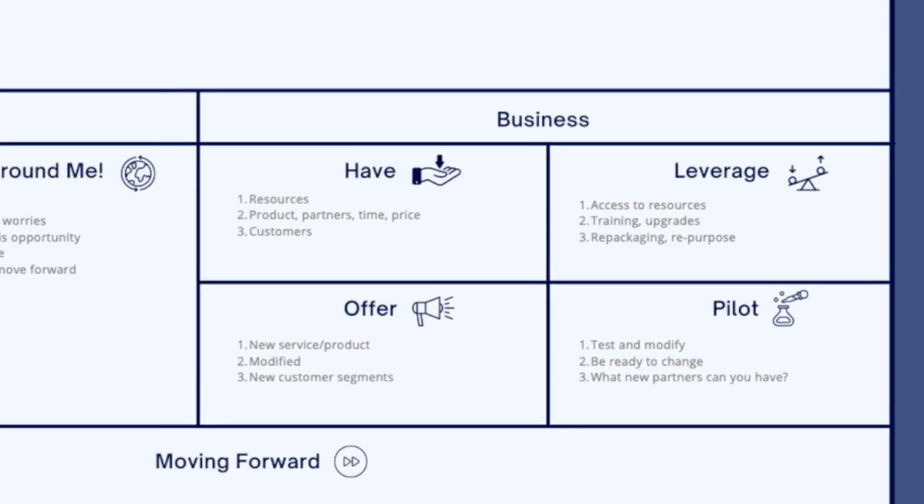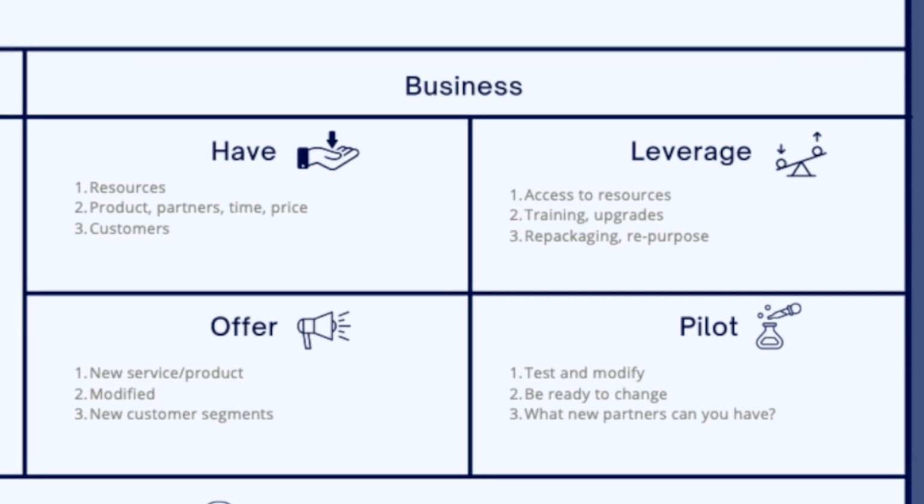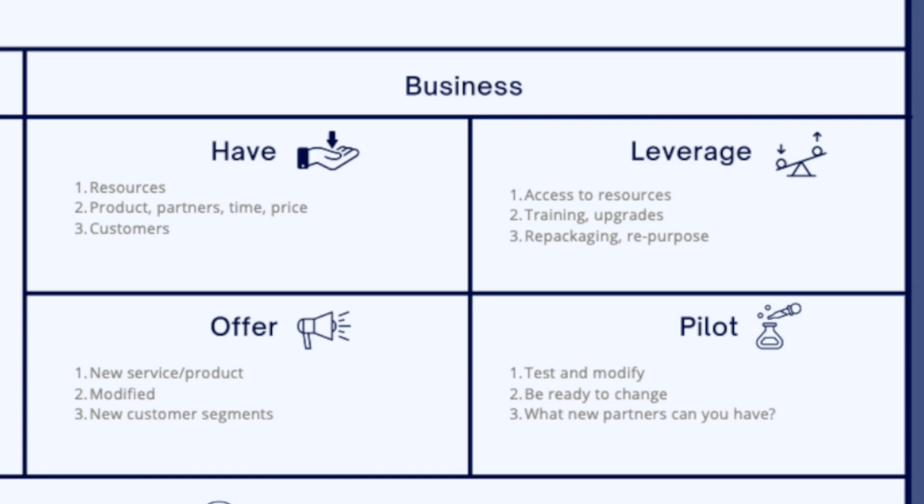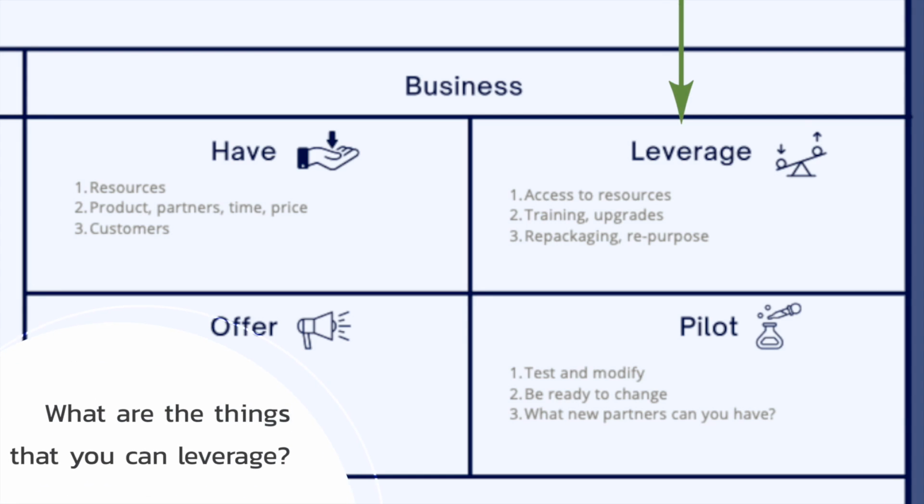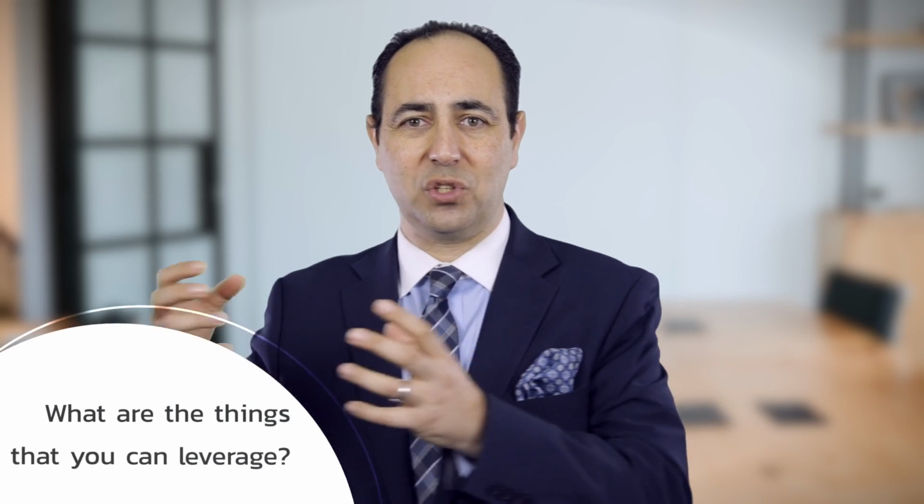Let's talk about it. So first, you will notice that in this box, under the business module or the business block, there are 4 boxes. And what are those boxes? The first one is what you have. So in this section, we're going to talk about what is it that you have today. The next section, you will notice that we're going to talk about what can you leverage. What are the things that could be leveraged with what you have? So what you have and what you could leverage.